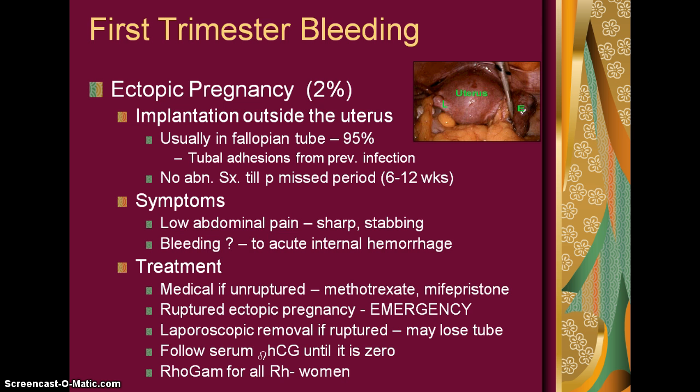So treatment for ectopic pregnancy, if the pregnancy is early and it is unruptured, can be medical by using methotrexate or mifepristone, which cause the woman's body to dissolve and expel the pregnancy. If the ectopic pregnancy becomes ruptured, this is an emergency situation requiring immediate surgery. Laparoscopic removal of the pregnancy is done, and she may lose the fallopian tube in the process, which affects her future fertility. After ectopic pregnancy, the serum HCG level is followed by lab again until it goes all the way down to 0, and RhoGAM is indicated for all Rh-negative women.